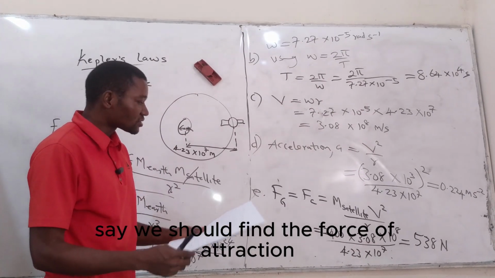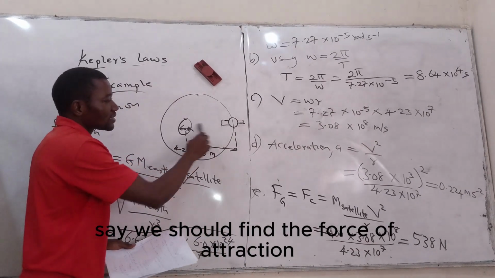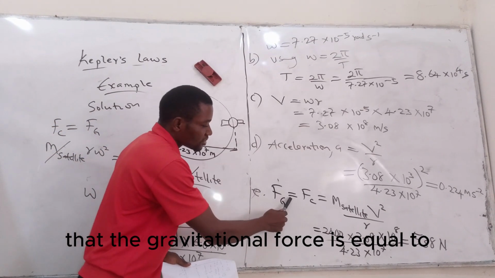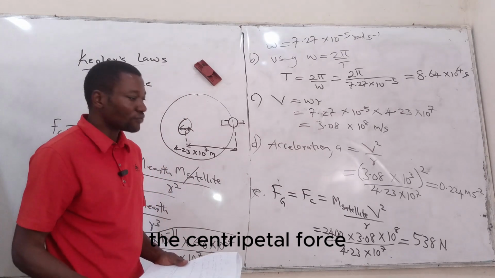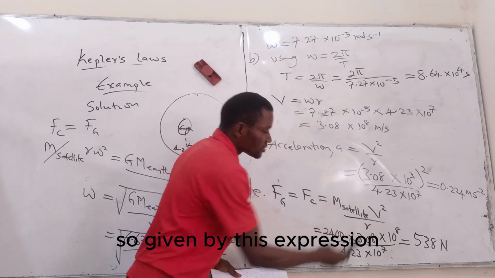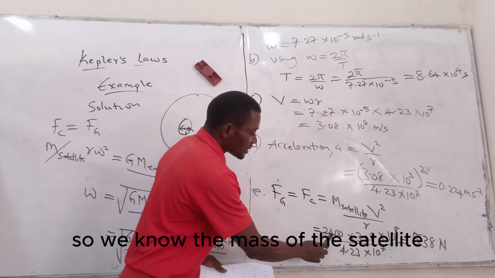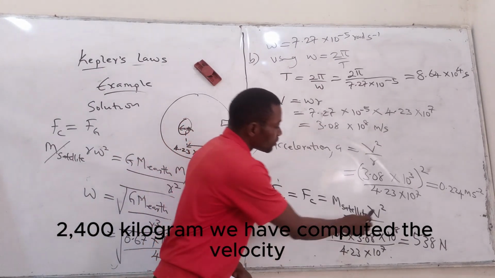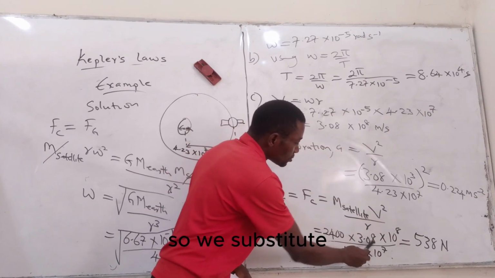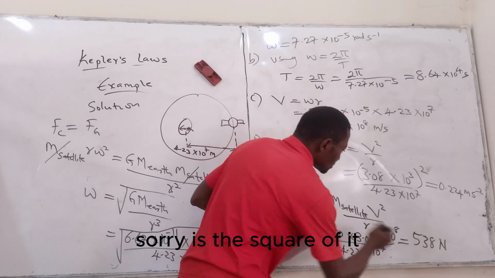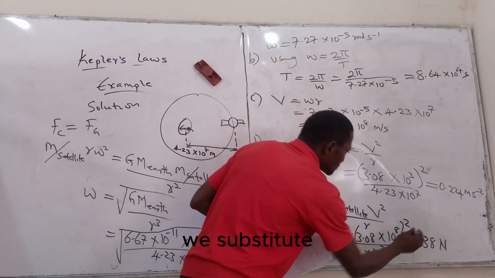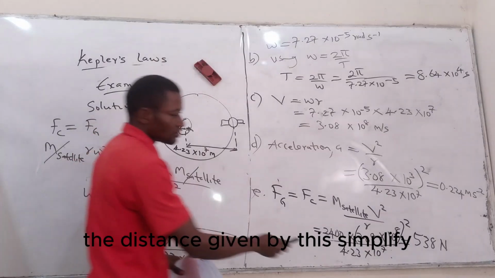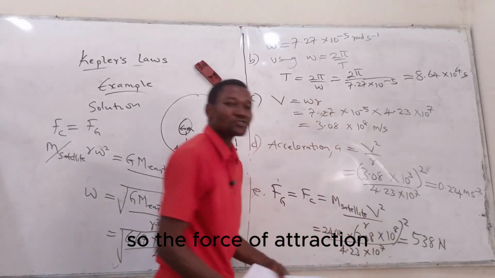Then the last one says we should find the force of attraction. And from here, we say that the gravitational force is equal to the centripetal force, given by this expression. So we know the mass of the satellite. It was given in the question as 2,400 kilograms. We have computed the velocity, so we substitute, sorry, the square of it. We substitute the distance given by this. Simplify.